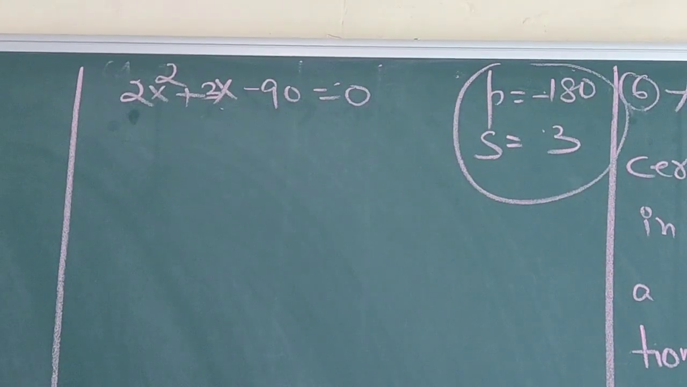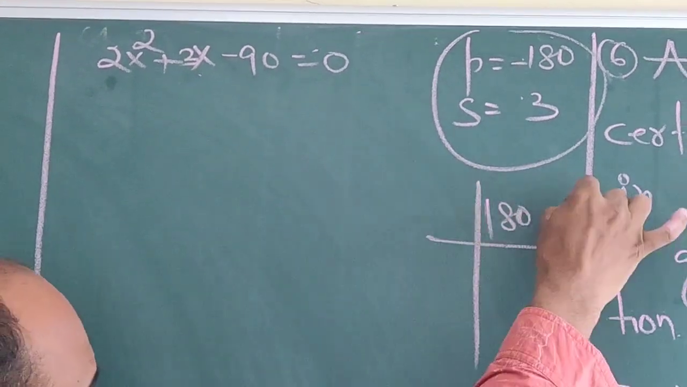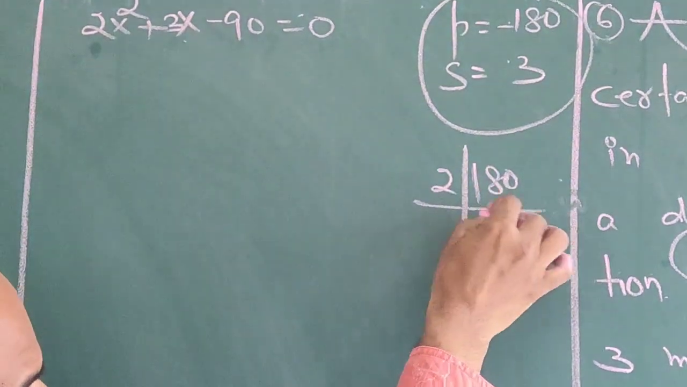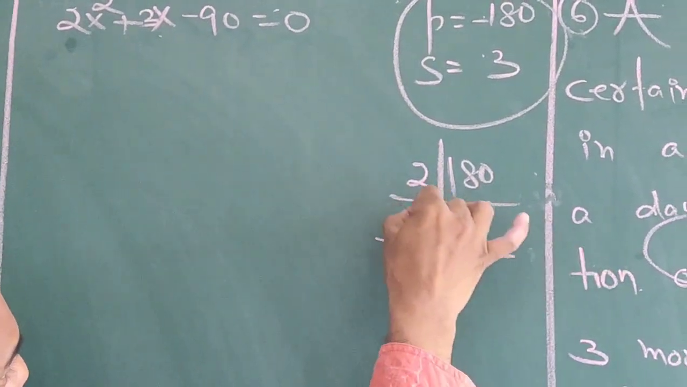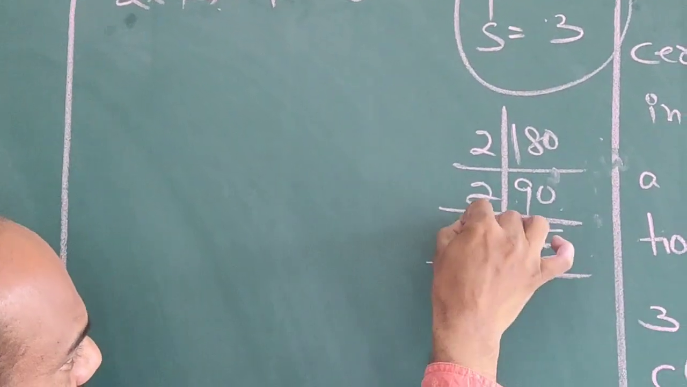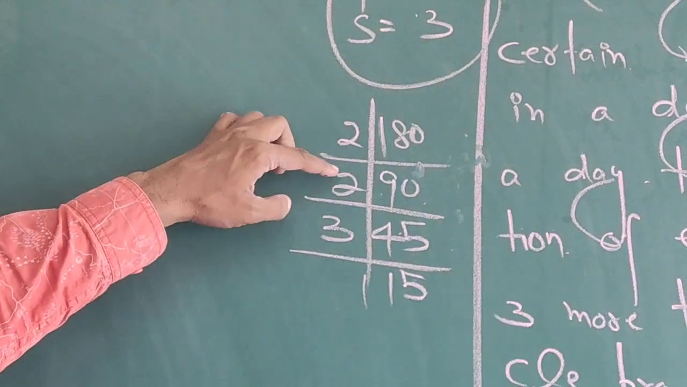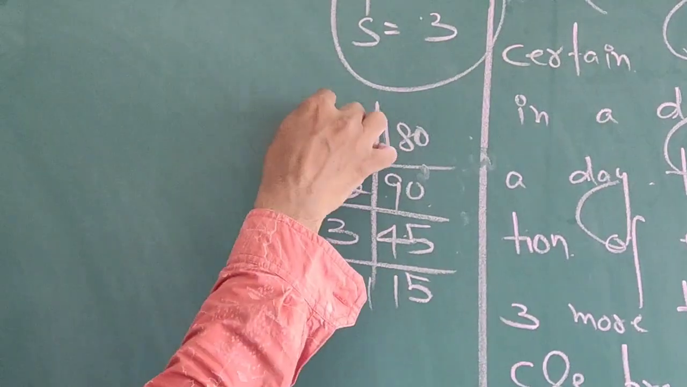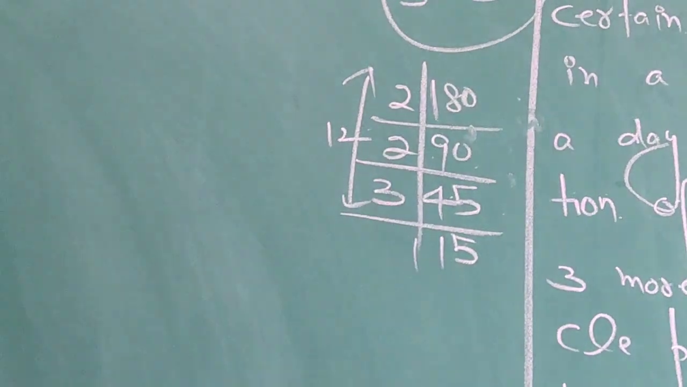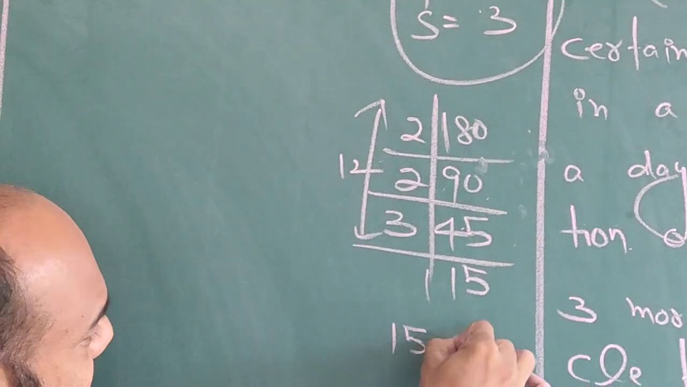So we find the two factors of 180 whose sum is 3, and these factors are obtained by the method of prime factorization. First of all, it is divisible by 2 and this is 90, again by 2, 45, and again by 3, this is 15. Now we see the difference is 3, because 2 times 2 times 3 is 12, and 15, and the difference between 12 and 15 is 3. So 12 and 15 are the required factors and these can be written in the form plus 15 and minus 12.